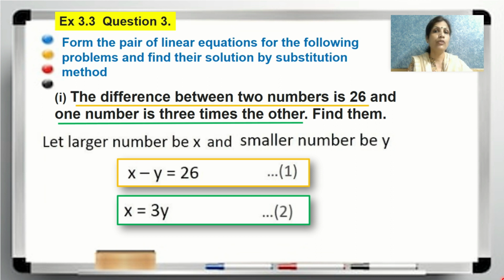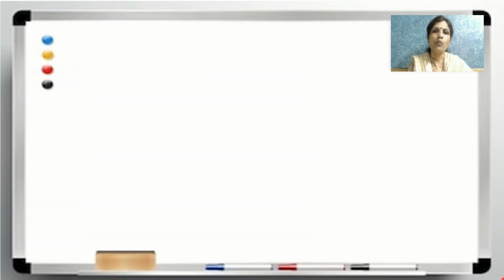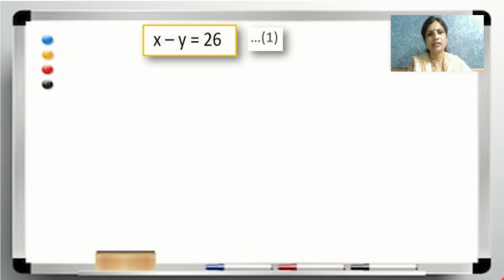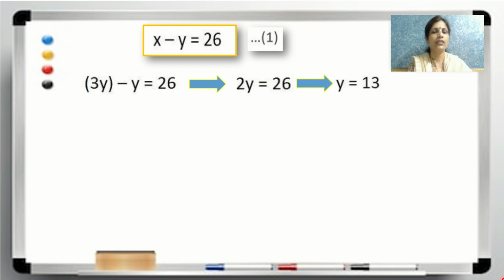Now in a linear pair, when you have to solve for the values of x and y, we need two equations, and now we have them. Now we'll have to solve the sum. Since we have to solve it by the substitution method, we will put x is equal to 3y in equation 1. Our equation 1 is x minus y is equal to 26. Substituting x is equal to 3y, we get 3y minus y is equal to 26. That will give you 2y is equal to 26, and that will give us y is equal to 13.